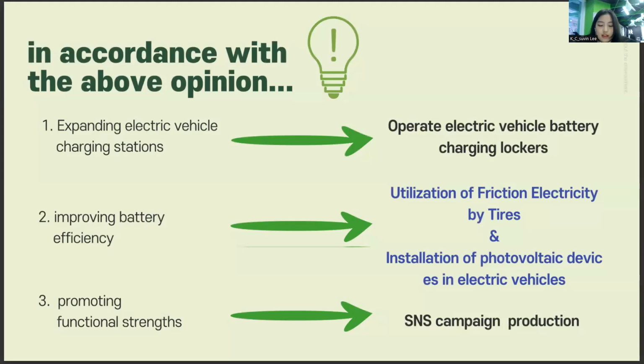We thought of reliable ways based on the opinions received. We thought the lack of charging stations could be solved by operating electric vehicle battery charging lockers. Also, improving battery efficiency could be addressed by utilizing friction electricity from tires and installing photovoltaic devices in electric vehicles. Third, we thought we should launch an SNS campaign to promote functional strength.